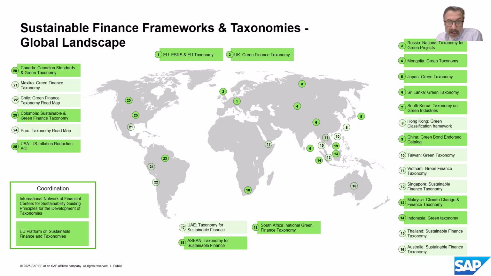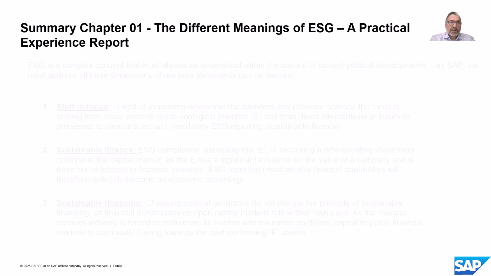Check where you are acting, in which markets you are acting, because you will be confronted sooner or later also with the local taxonomies if you do business in these regions of the world. So it is important to make yourself ready for reporting, because a lot of taxonomies are in place and you can benefit from ESG compliant behavior. This brings me to the summary of my first chapter.